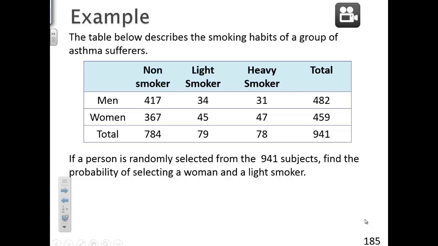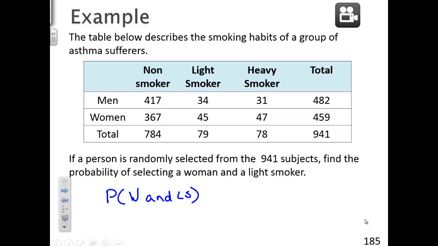If a person is randomly selected from the 941 subjects, find the probability of selecting a woman and a light smoker. The best thing to do on these tables is to draw those ovals around the rows and columns that they mention. So we want the probability of woman and light smoker.